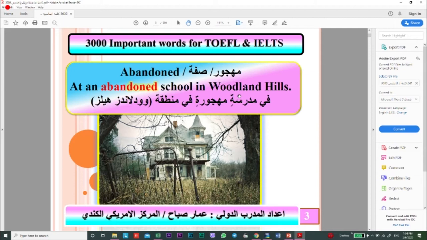Clear? Yes. It means I have an abandoned house. I have an abandoned house since 4 years, because I have traveled to Turkey. I have an abandoned house. Okay, so use abandoned to describe a person or things. Deserted or left behind. Clear?